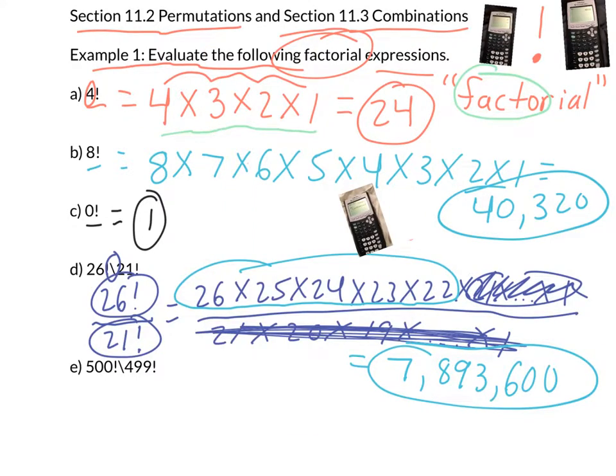E wants us to do 500 factorial divided by 499 factorial. Now this is one where the graphing calculator is not going to cooperate, just because when it first does 500 factorial in the numerator there, it's such a large number that your graphing calculator cannot hold all those digits. So let me just show you what that looks like when you try to do it in the graphing calculator first.